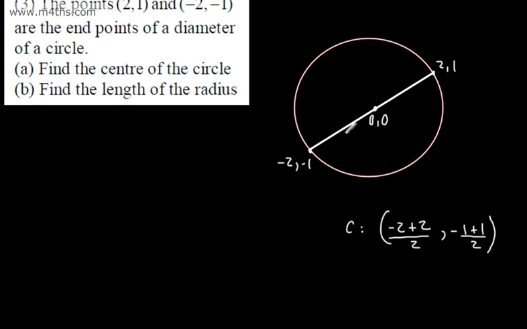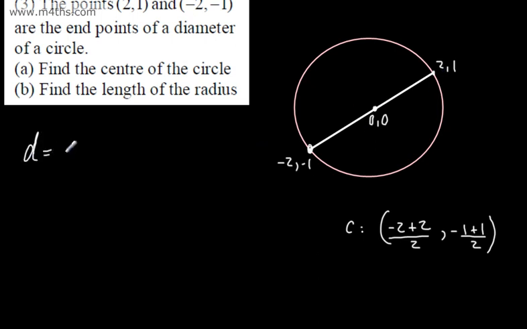Okay, we need to find the length of a radius. Now, I've got here the endpoints of a diameter. The best thing for me to do would be to work out the length of the diameter and half it. The reason being, if I've got this centre point wrong, working out the length of a radius means that that will be wrong. I'm going to do it both ways just to show.